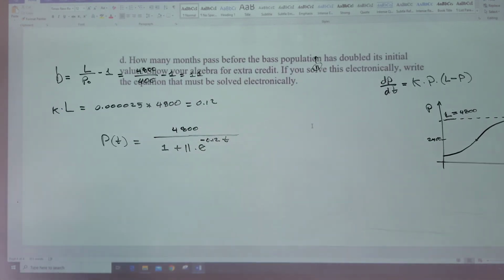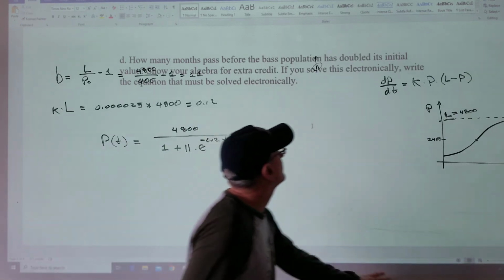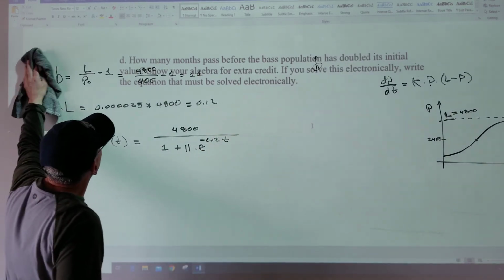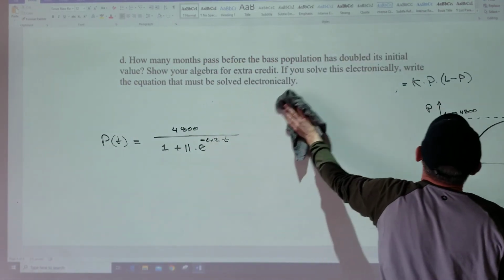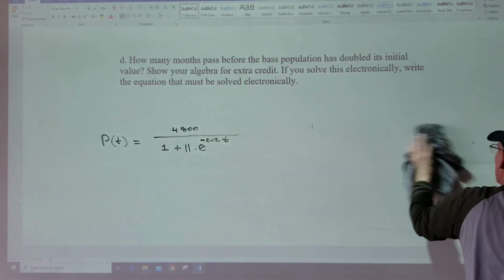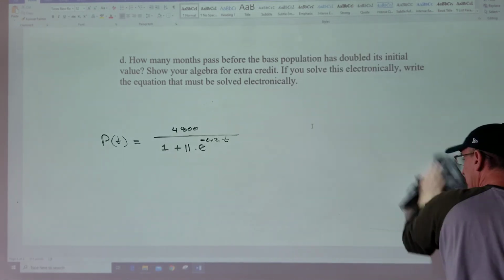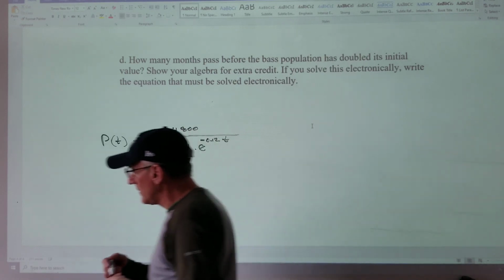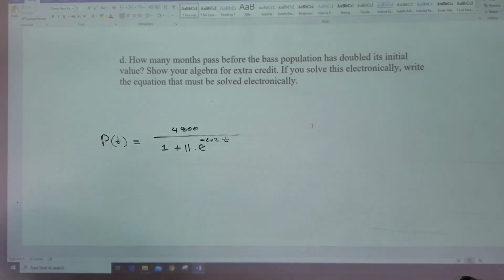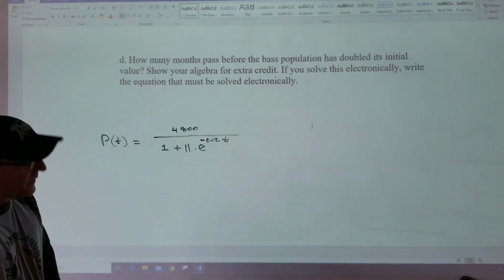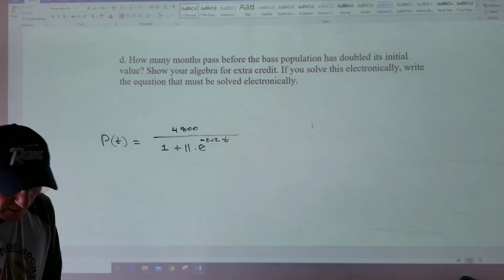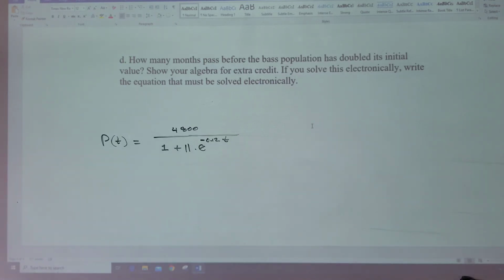How many months before the bass population has doubled its initial value? Show your algebra, or if you do this electronically, you at least have to write the equation that you solved. So I don't think I'll go over the electronic solution today. I'll describe it in words quickly. The initial population was 400 bass. If you double that, you get 800 bass.